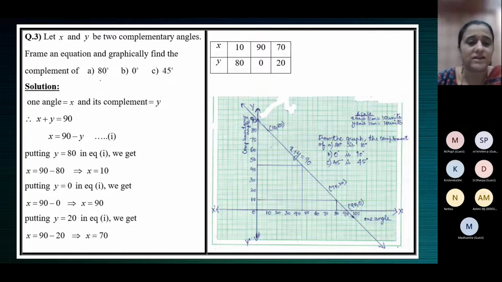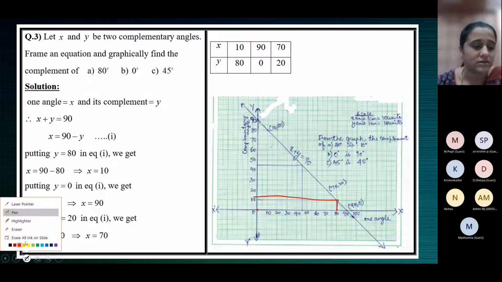And the answers you must get are, find the complement of 80 degrees. That means, see here, if one angle is 80 degrees, what is its complement? 10 degrees. If one angle is 0, what's its complement? Right above. Okay, let me tell you 1 minute.